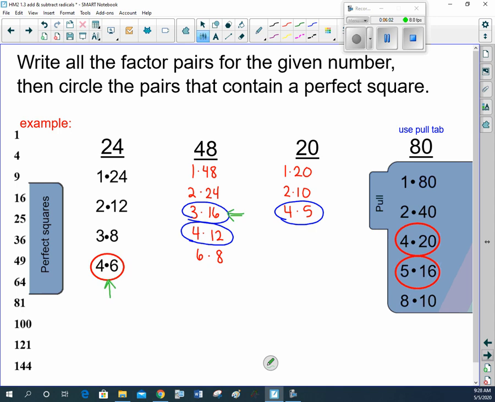20, I don't have a choice. There's only one factor pair that has a perfect square. And then 80, same thing. I've got 4 times 20 and 5 times 16. You want to pick the factor pair that has the biggest perfect square number in it. So I guess I would pick the 5 times 16. So once you've figured out what factor pair you need to use, then you can reduce from there.